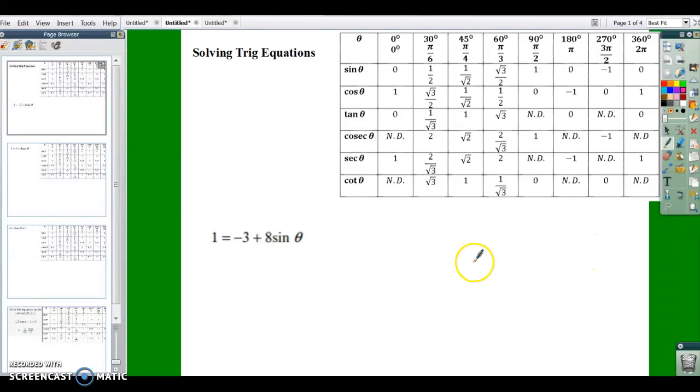Hi everyone, today we're going to go over solving trig equations. These are one of the Excel steps you have to do while I am out of the office, so I just wanted to go over how to go about doing it.